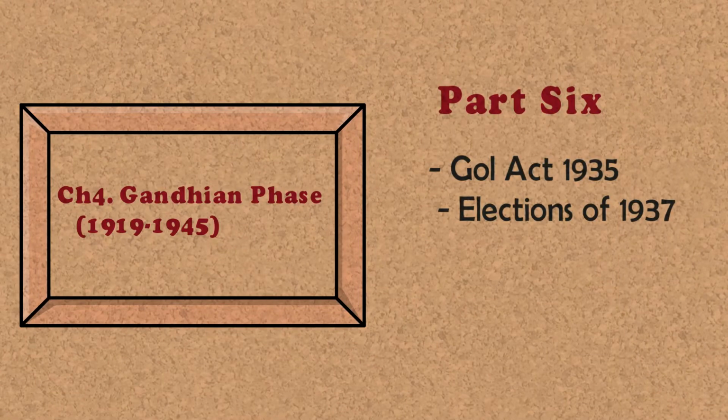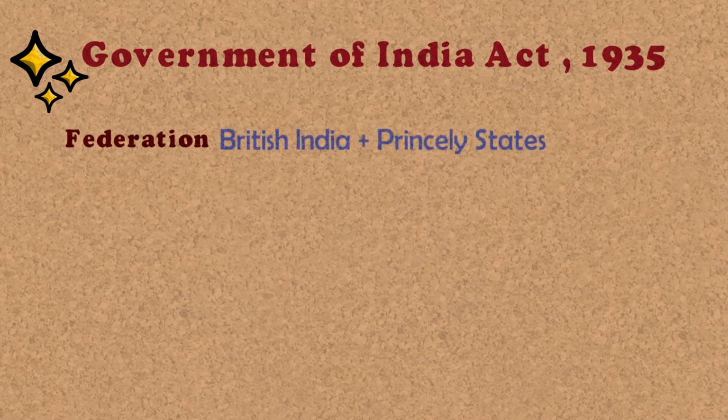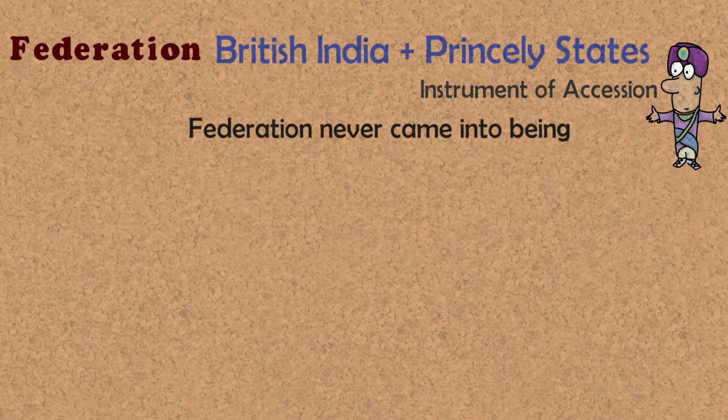Now let's see the Government of India Act 1935. This act was supposed to be a major reorganization of the Constitution of India. The act proposed to create a Federation of India consisting of British India and the Indian princely states. The Federation was to be inaugurated after the Instrument of Accession signed by the rulers of princely states. But the Federation never came into being as the princely states did not join it.